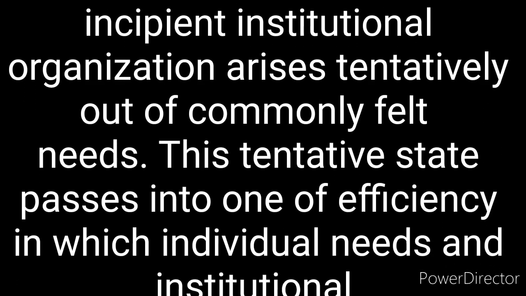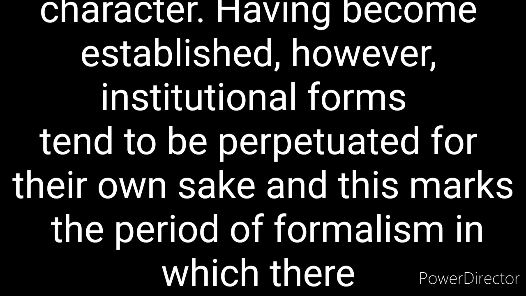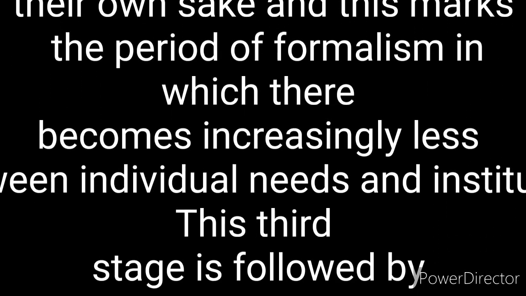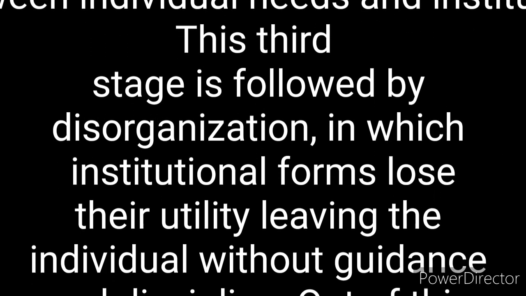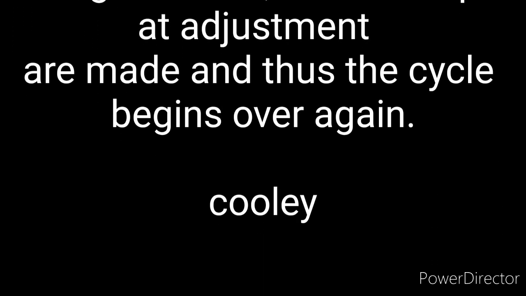incipient institutional organizations arise tentatively out of a commonly felt need, and the tentative state passes into one of efficiency, in which individual needs and institutional forms are complementary in character. Having become stabilized, however, institutional norms tend to be perpetuated for their own sake, and this marks the period of formalism, in which there is increasingly less harmony between the individual needs and the institutional forms.